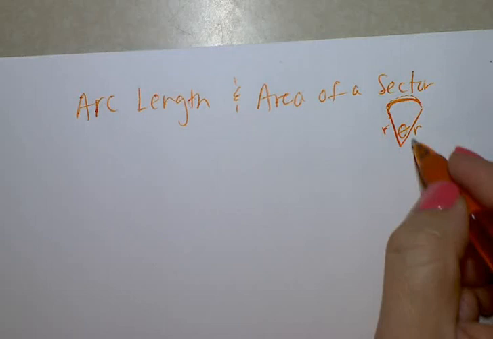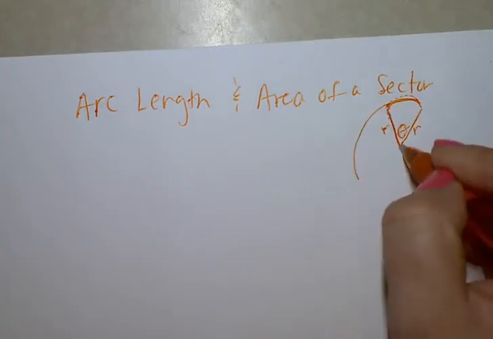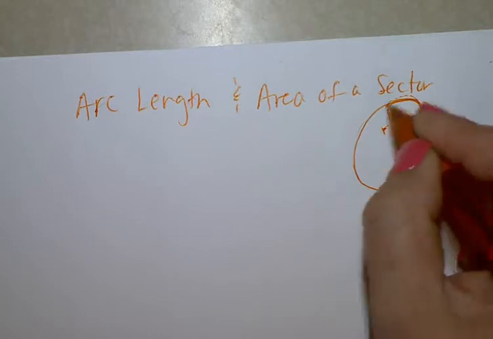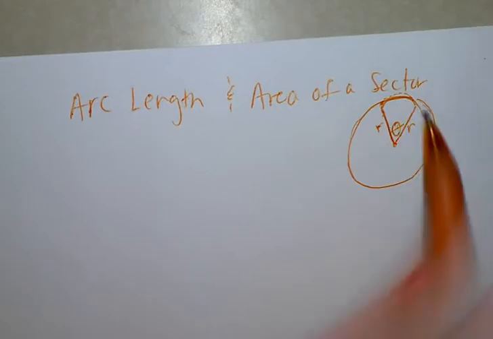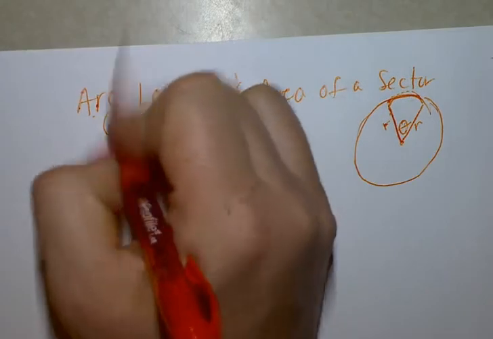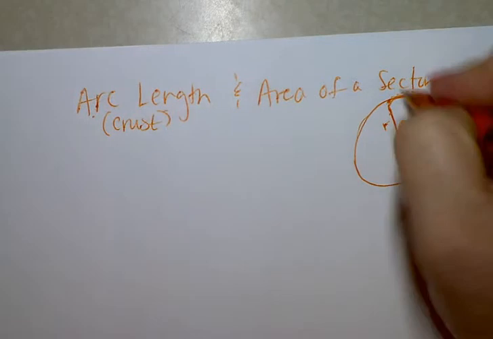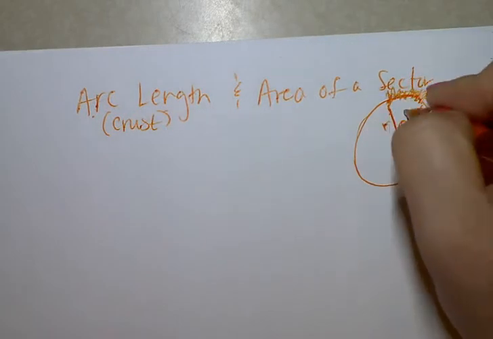Now this comes from an entire circle. This is the center of the circle, and I wish I could draw a nice circle, but that's one piece of a pie, okay? And we call it a sector. So we're going to figure out what is the area of the sector. We're also going to figure out what is the arc length. If we think of it in terms of a piece of pizza, it's the crust, the outside portion. This is your arc length on one piece of pizza, and then the area is the inside.